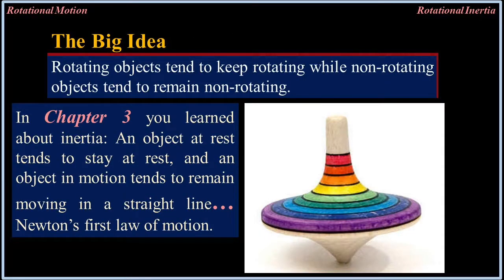The big idea: rotating objects tend to keep rotating, while non-rotating objects tend to remain non-rotating. In Chapter 3, you learned about inertia. An object at rest tends to stay at rest, and an object in motion tends to remain in motion in a straight line. Newton's first law of motion.